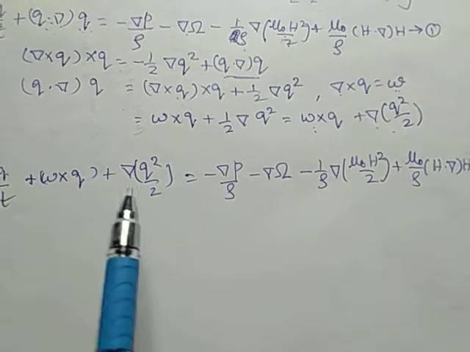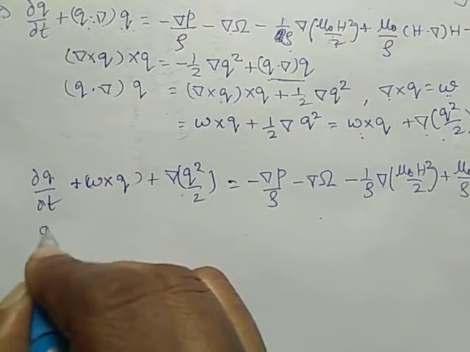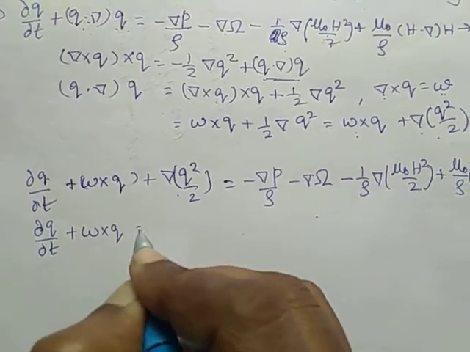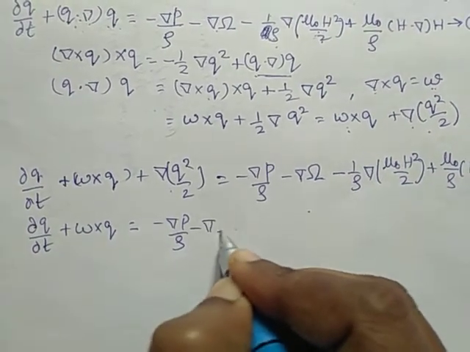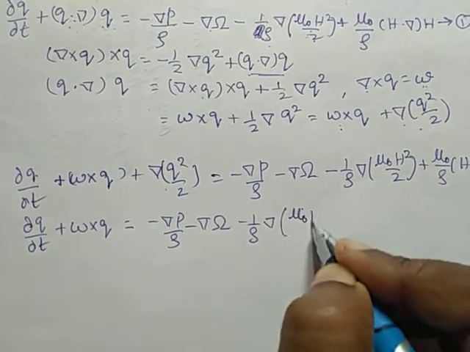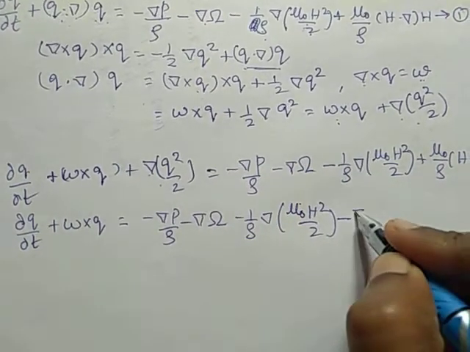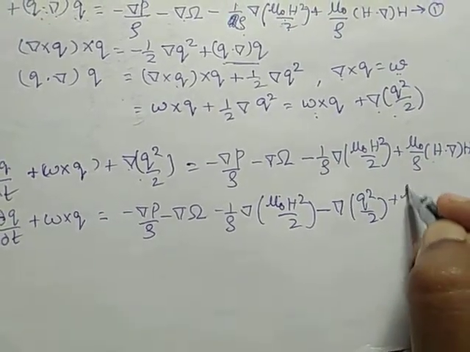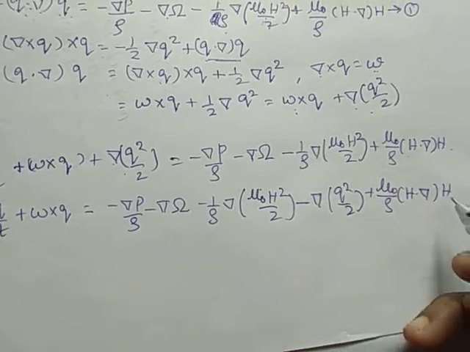I will shift this term to RHS. So this equation becomes dou q by dou t plus omega cross q is equal to minus del p by rho minus del omega minus 1 by rho del mu naught h square by 2. I will shift del term to RHS, del q square by 2, and last term remains as it is, plus mu naught by rho h dot del h.